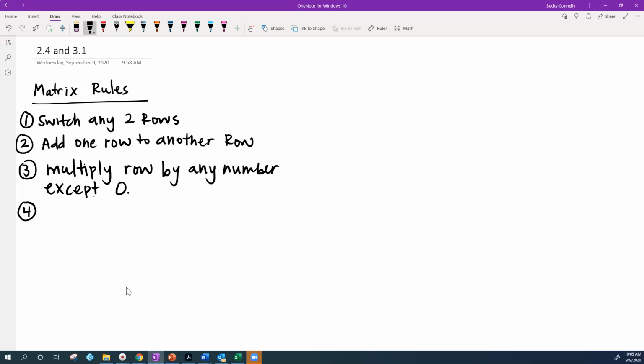All right, and then the last thing that you can do is a combination of Rule 2 and Rule 3. You multiply a row by a number and then add it to another row. So I'm just going to put combo.